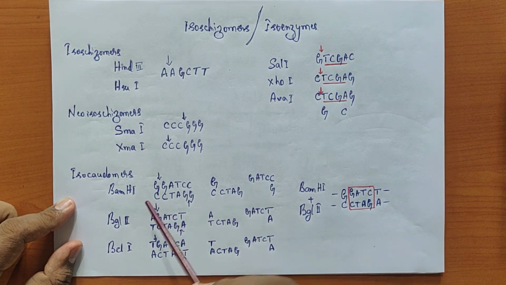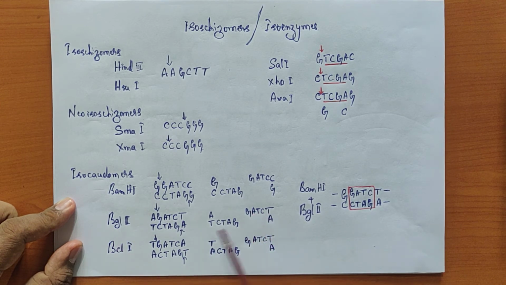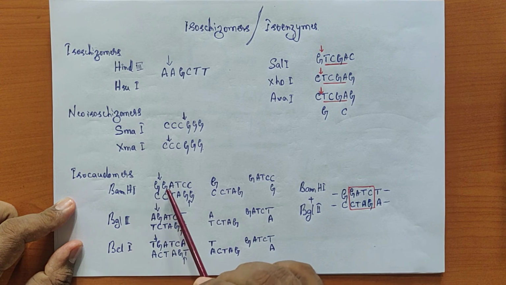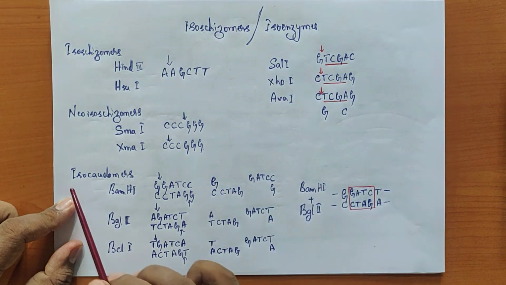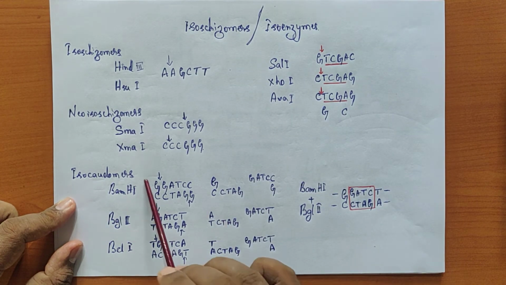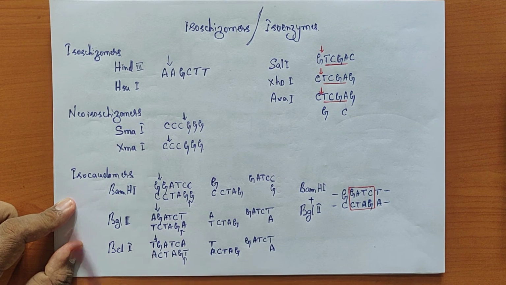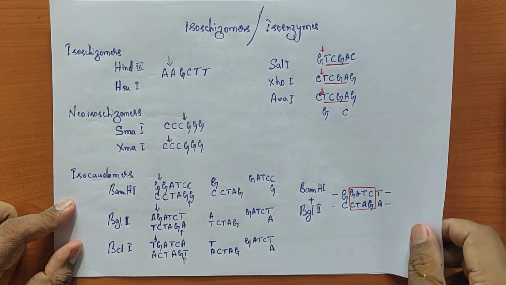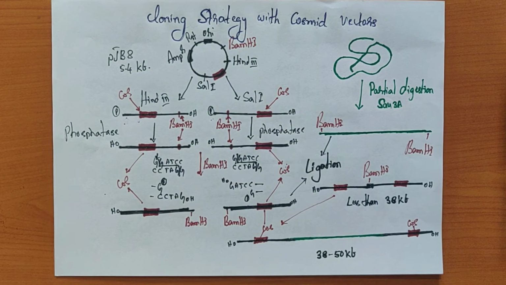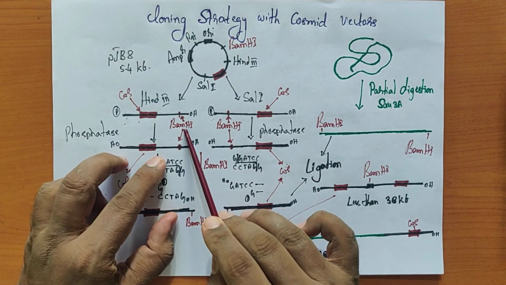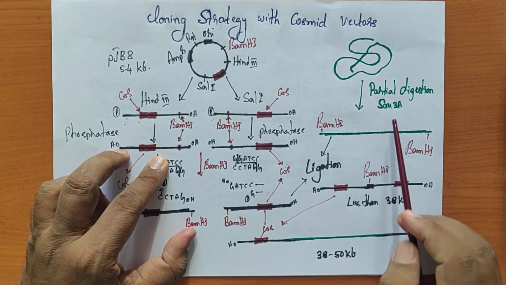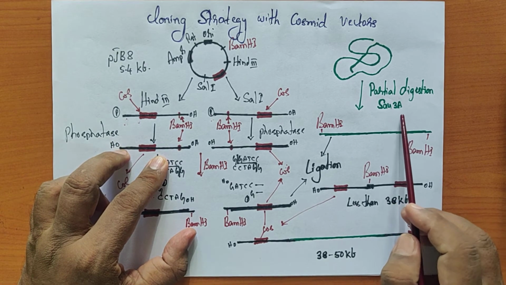So now suppose there is a site where BamHI generates CTAG and BglII generates CTAG. Now the BglII site and the BamHI site can be used for cloning purposes. They are called isocaudomers. I told you BamHI is extensively used in cosmid vectors. Now this BamHI has a compatible end produced by Sau3A as well.